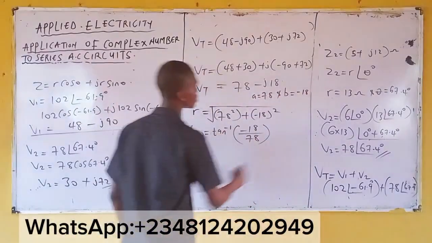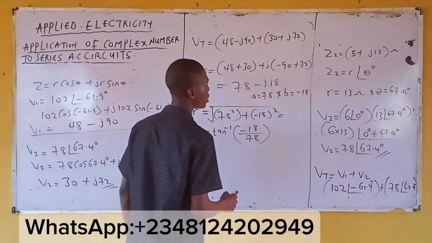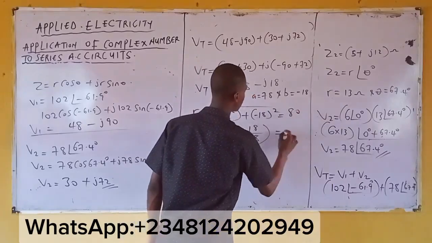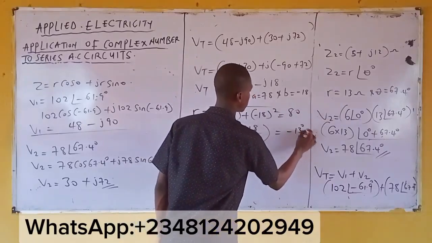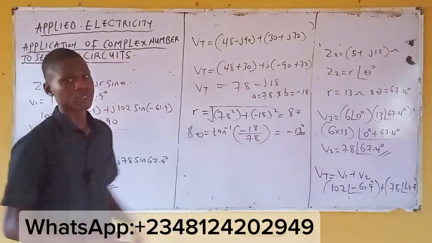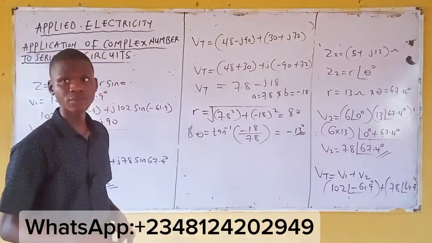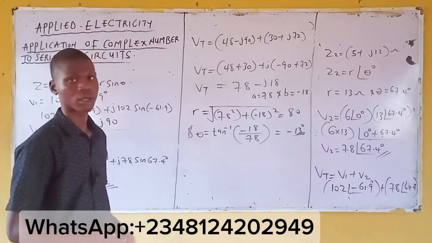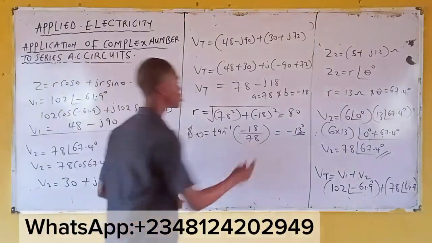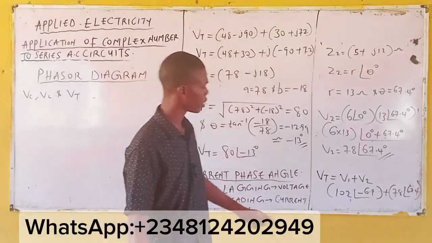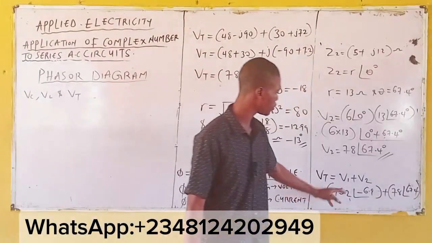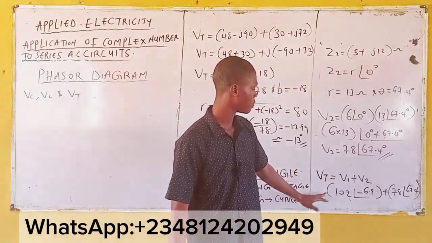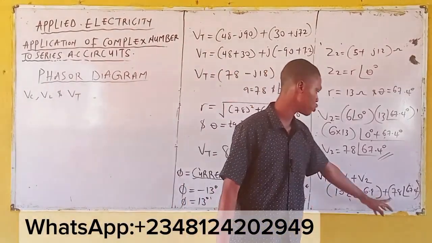Alright, press this in your calculator. What's the value of R? 80. And what's the value of theta? Confirm that for me. 12 point what? To get our supply voltage up to this level, we are using V1 plus V2. But we have our V1 in polar form and our V2 in polar form.